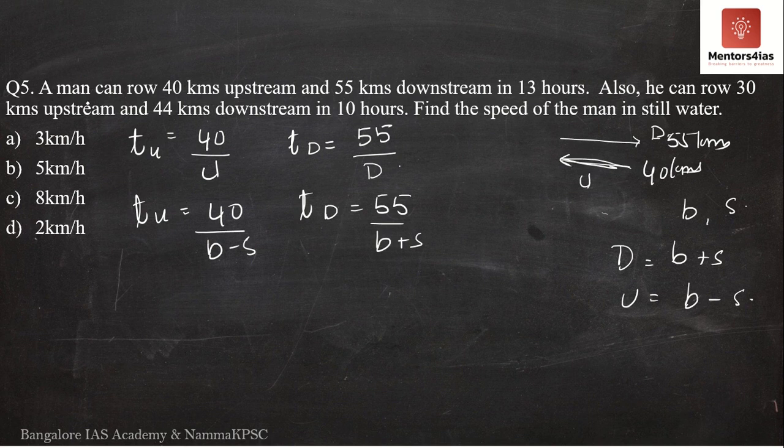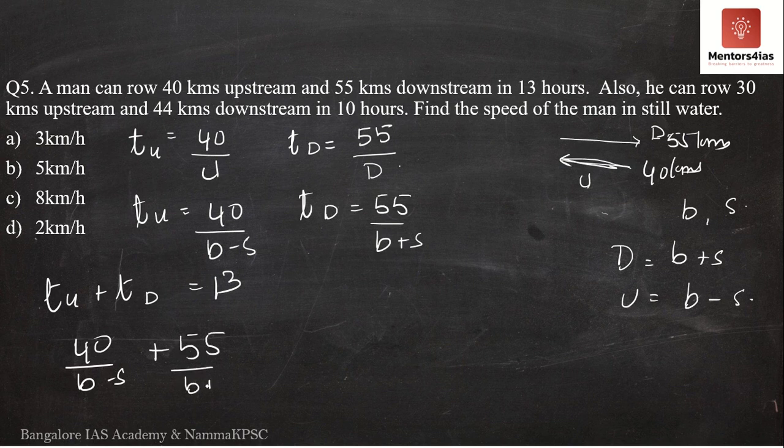This is the time taken to travel upstream, this is the time taken to travel downstream. The question is saying he will take 13 hours in total to travel 40 kilometers upstream plus 55 kilometers downstream. Meaning TU plus TD is equal to 13, meaning 40 divided by B minus S plus 55 divided by B plus S is equal to 13 hours.